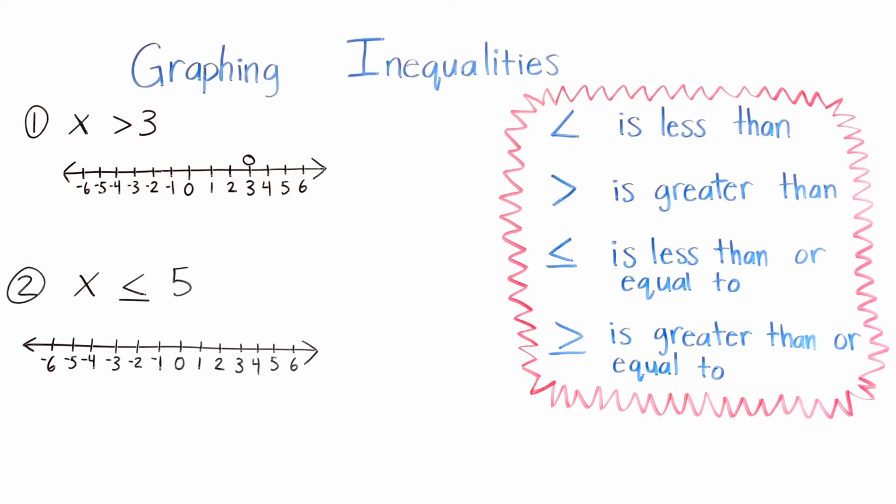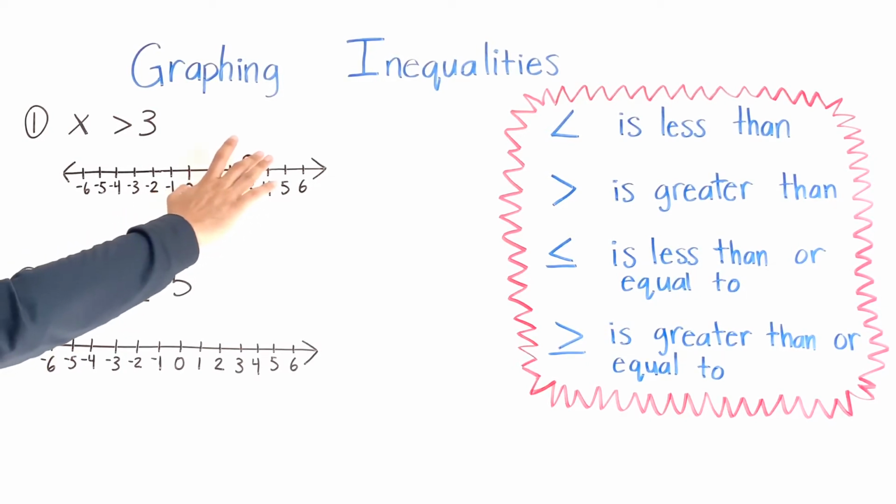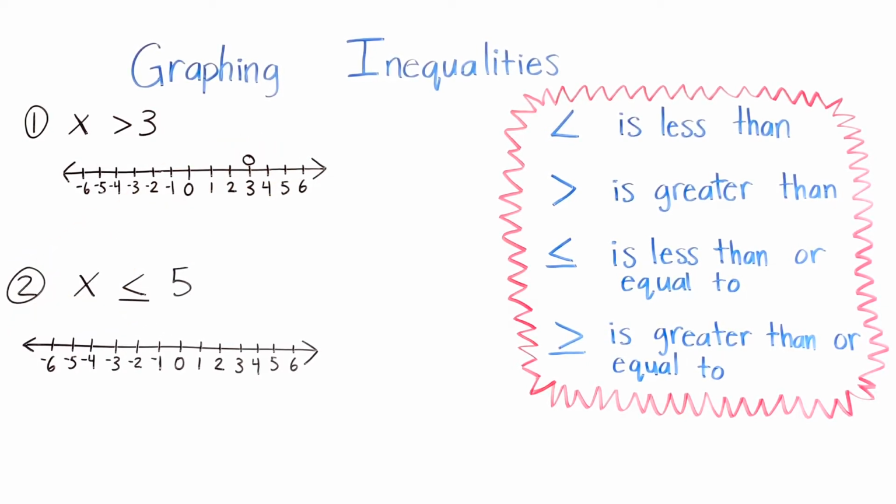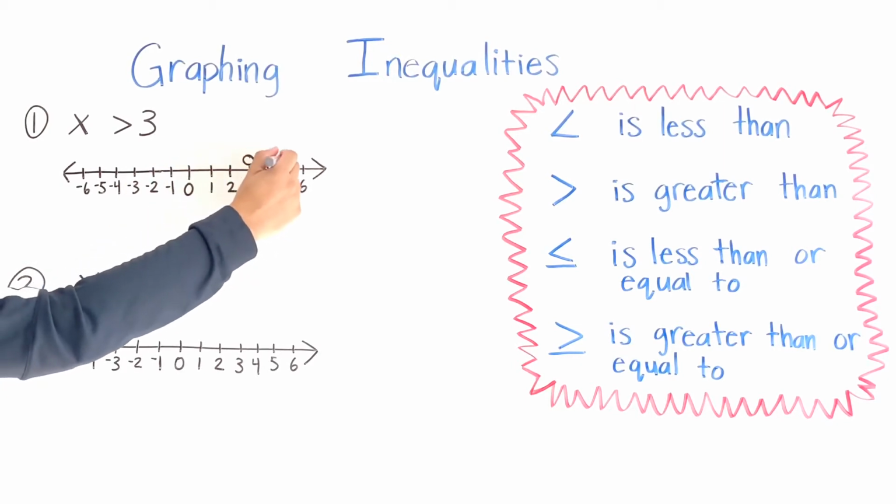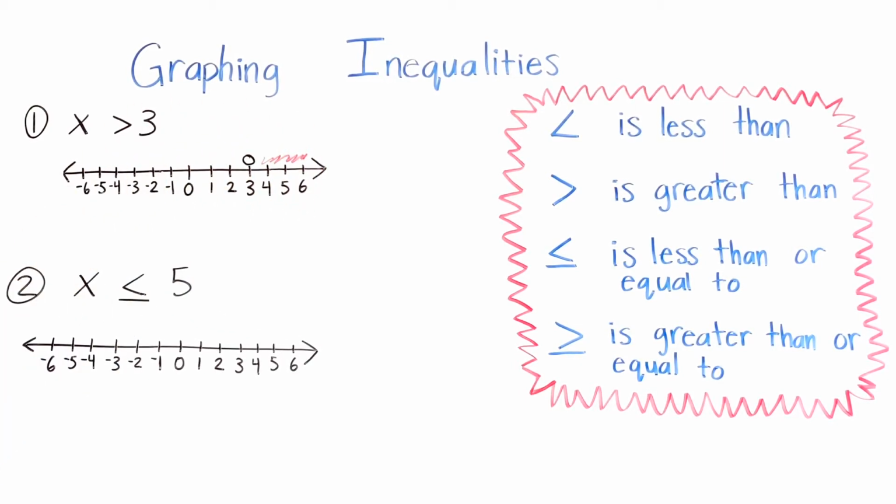Meaning that we're not going to start at 3, because 3 is not greater than 3. So we're going to shade to your right, so that we can show that if you put 4 here, 4 is greater than 3, 5, 6, and so on. And we put an open circle because 3 is not greater than 3, okay?